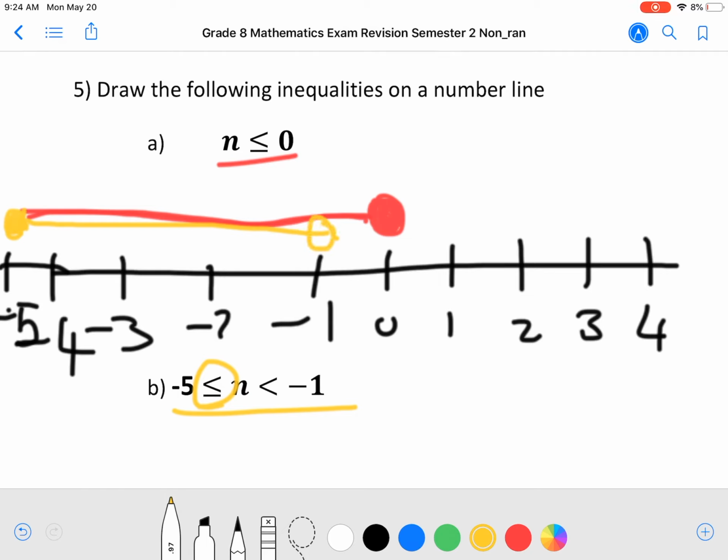Let me just take this out and do it again. Open. Right, so this is the situation. This is how you draw the inequality for 5b. Because it is equal to here, it must be closed. But because it is less than minus 1 here, it must be open. So this is the difference of the two inequalities, and I've drawn it on the same number line.